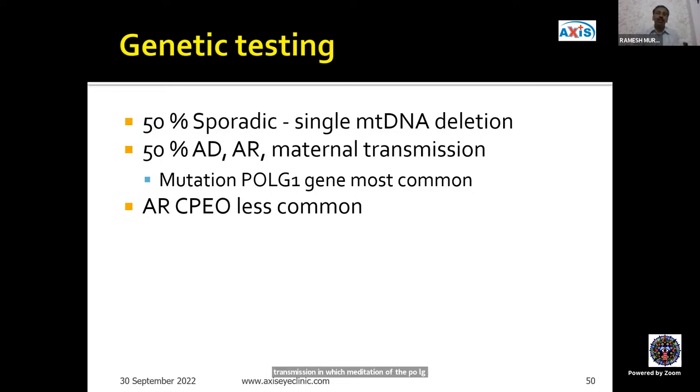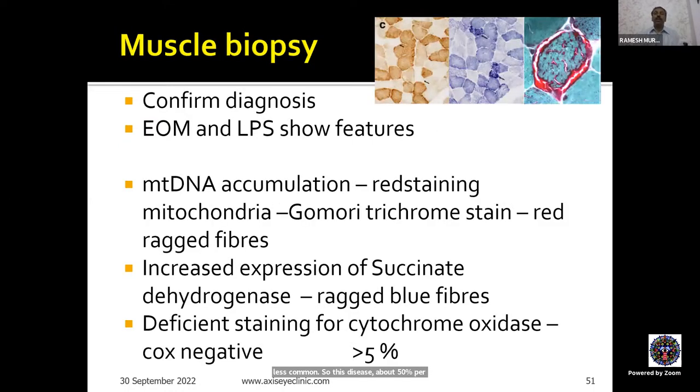Autosomal recessive CPEO is less common. So this disease is about 50% sporadic, 50% proper genetic transmission. Now, muscle biopsy is a very interesting part of this disease, which helps in confirming the diagnosis.